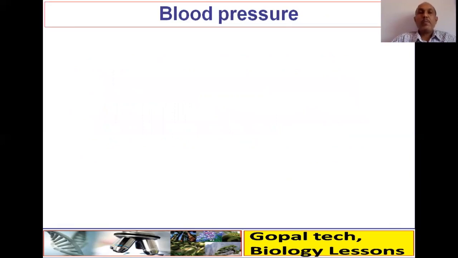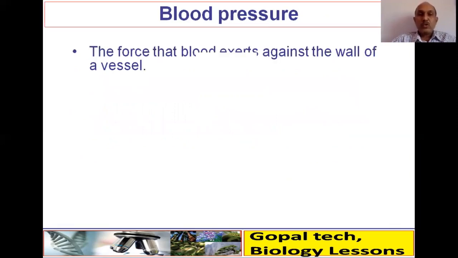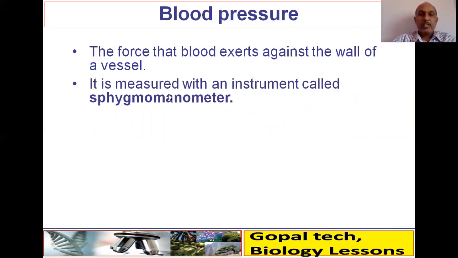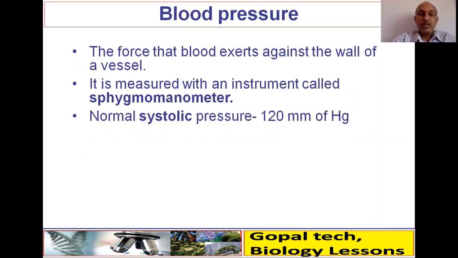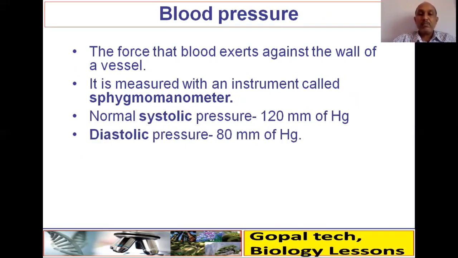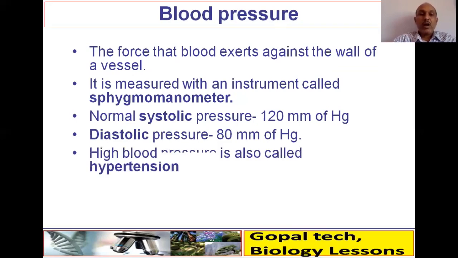Now come to the blood pressure. The force that blood exerts against the wall of vessel is called blood pressure. It is measured with the instrument called sphygmomanometer. Normal systolic pressure 120 millimeter of mercury. Diastolic pressure 80 millimeter of mercury. High blood pressure is also called hypertension.